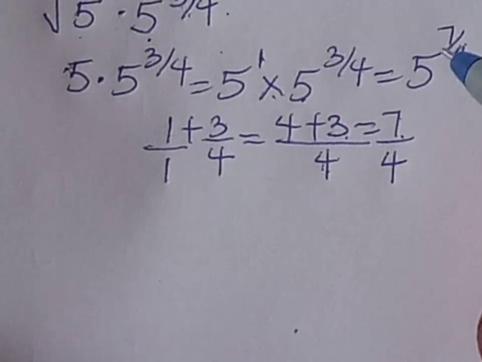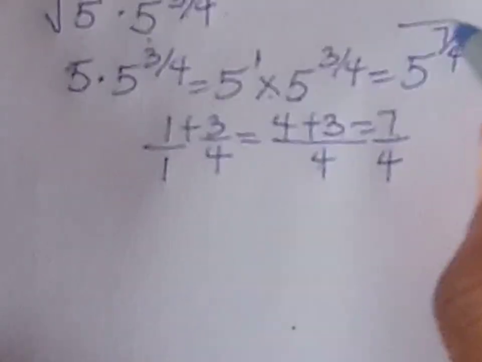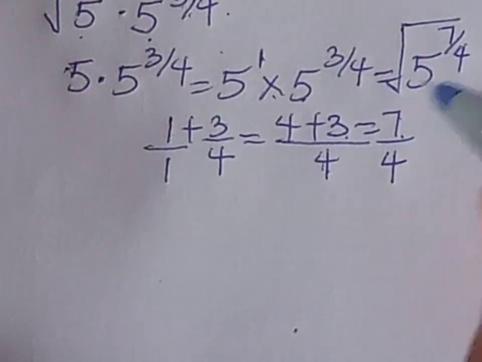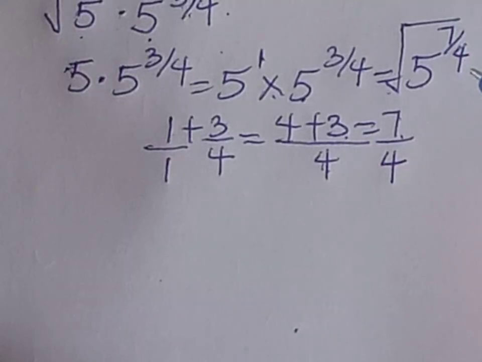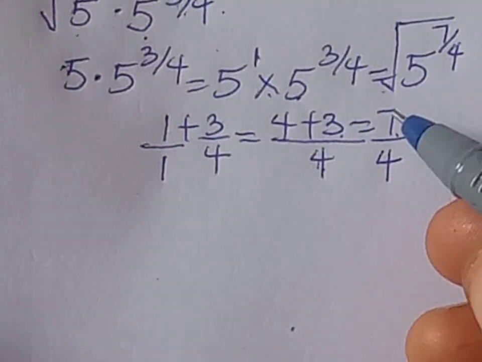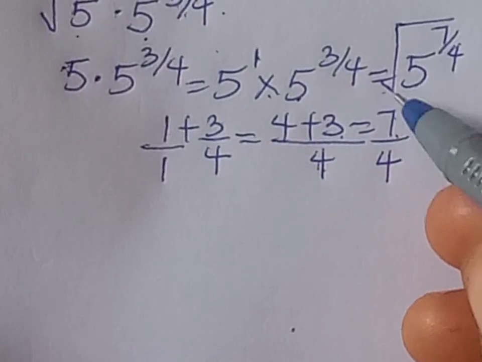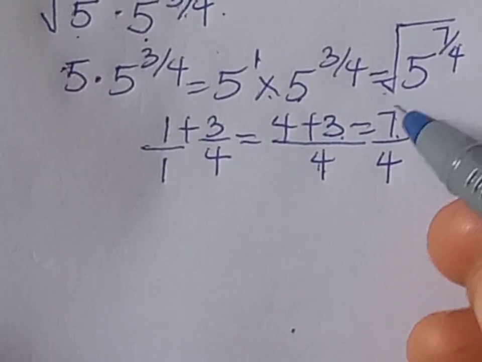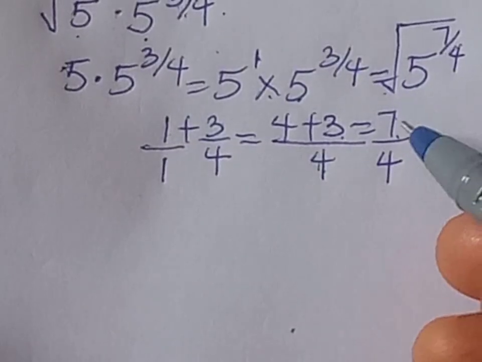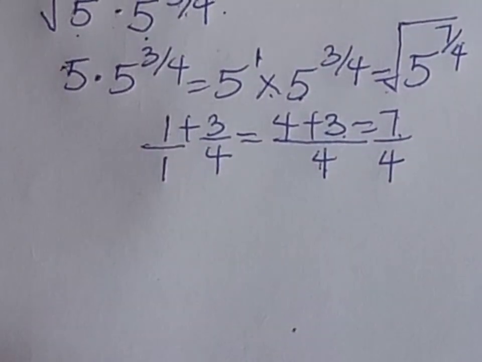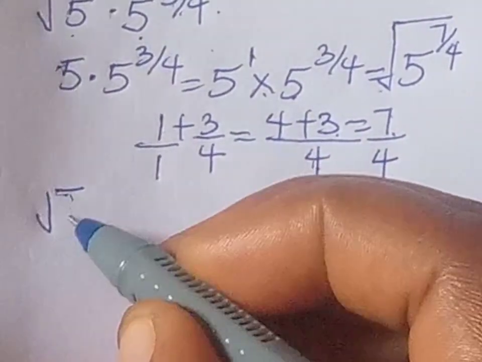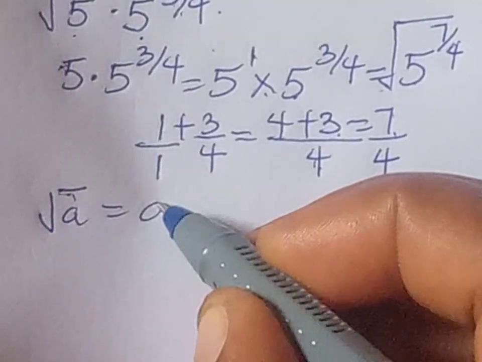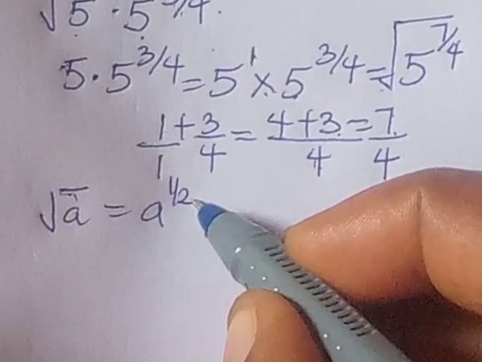Now let's put the square root, which will give us square root of 5 raised to the power of 7 over 4. Remember that taking the square root is also the same thing as raising something to the power of half. For example, square root of a equals a raised to the power of half.